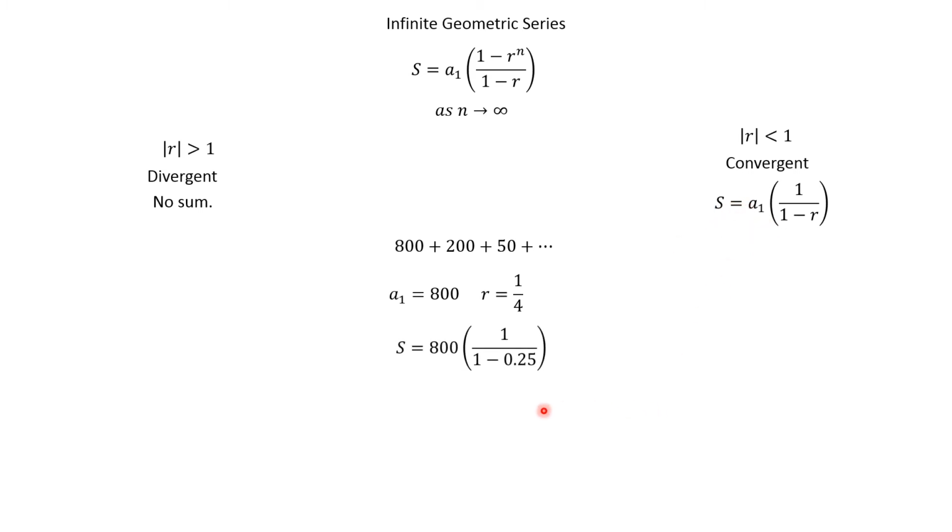And the first term, so we have 800 times 1 over 1 minus 0.25. We can subtract those to get 0.75. So we have 800 divided by 0.75, which is 3,200 thirds, or 1,066 and 2/3, or 1,066.6 repeating.